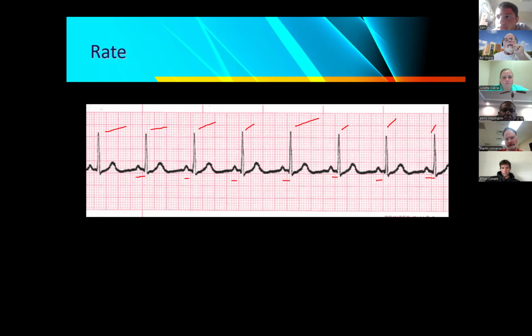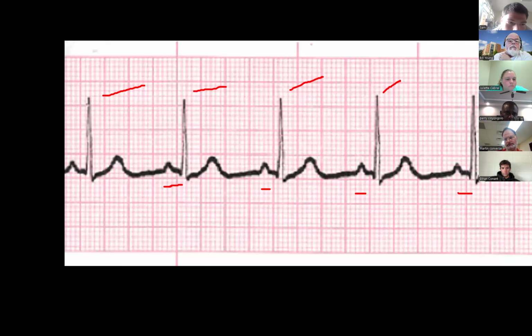Okay. Now, is this rhythm regular or irregular, Sam? It looks regular. I would agree with you. Very, very good. So far, we've got a normal rate. We've got normal looking P waves. We've got a regular rhythm. Okay. Now, number 4. Take a look at the PR interval. Does it look to be within normal width?